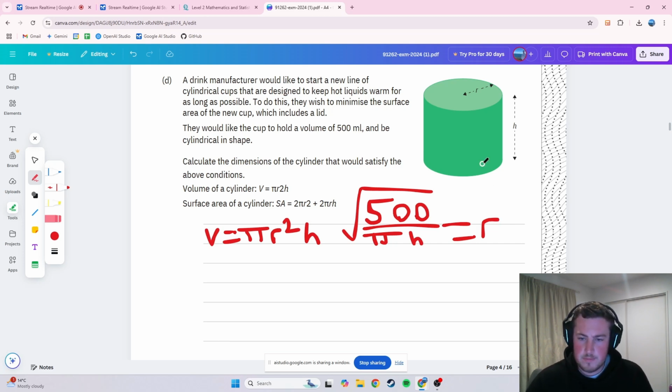Not quite. When isolating for h, you would divide by pi r squared and not pi h. So you have 500 equals pi r squared h, and you are looking to isolate h, you should be getting h equals 500 over pi r squared. Does that make sense? Right, so we're doing it for the height, not the radius. Sweet.